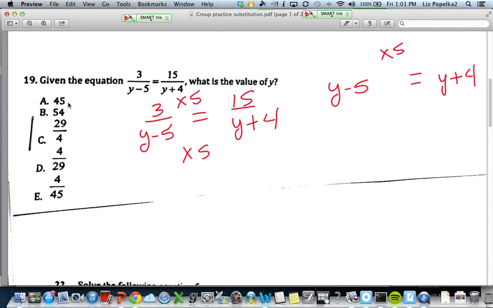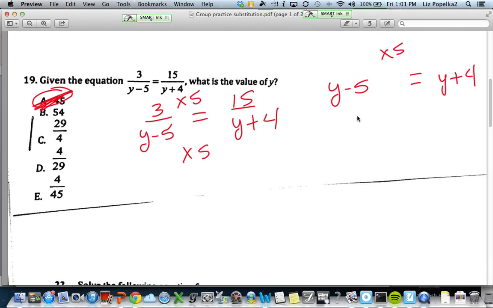So let me try and substitute in my first answer. If y happens to be 45, like A suggests, 45 minus 5 is 40. And then 45 plus 4, okay, that's 49. So 40 times 5 does not give me 49. So that answer can't be right.